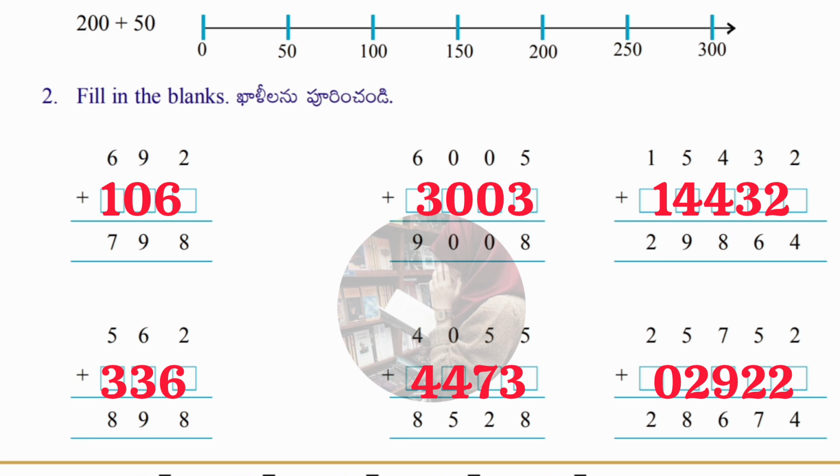Here 8 is there, but here 2 is there. If you add something to 2, then it should be 8. Likewise you just add it. Are you getting my point? For getting the second number, you just do one thing. Here total is 798. Write 798 down, then subtract 692 from that 798. You will get the second number easily.